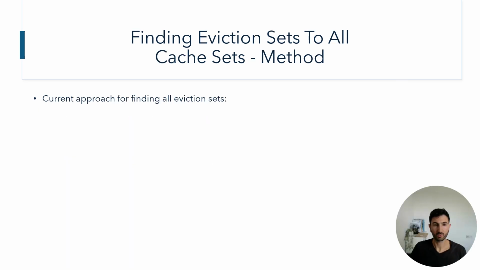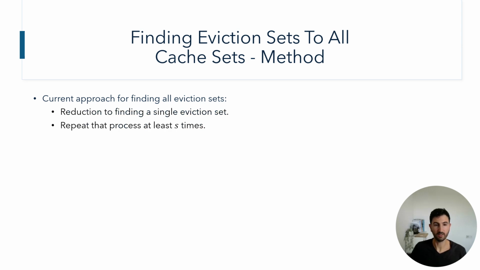The current approach for finding all eviction sets in the cache is to find a single eviction set and then repeat that process at least S times. The time complexity of that approach is at least SW, which is the time complexity of finding a single eviction set, times S, which is the repetition.